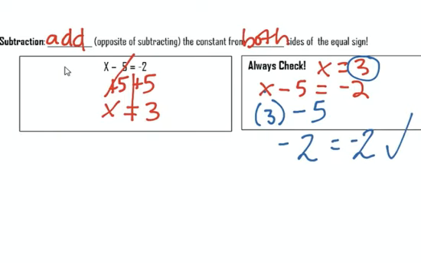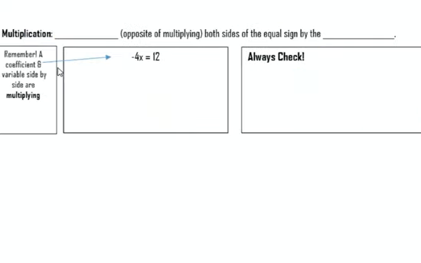If you need to pause it and take some time to process this, you can. Otherwise, we're going to move on to multiplication. So when we think about multiplication, the opposite of multiplication is division. Remember, I have a little note for you on the left side that a coefficient and a variable side by side are multiplying. So if I look at negative 4 and x, I know that they're multiplying. So in order to get x alone, which is my goal in one-step equations, I have to divide.